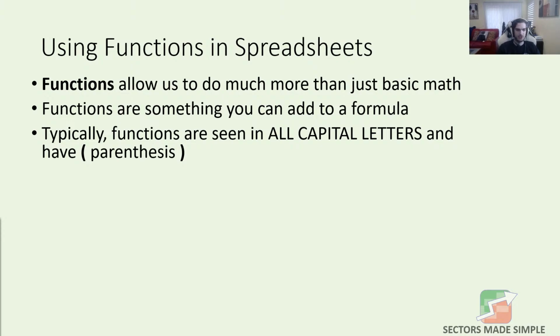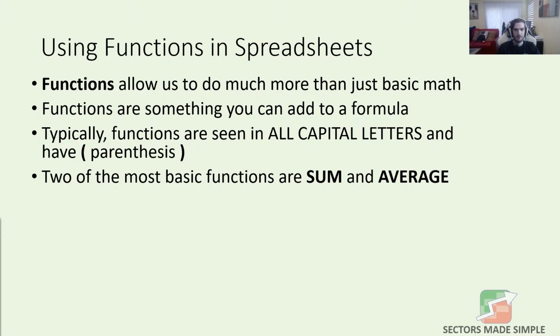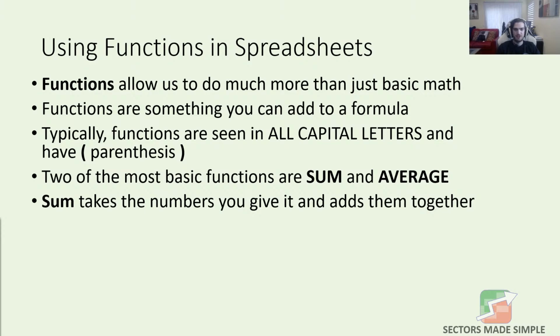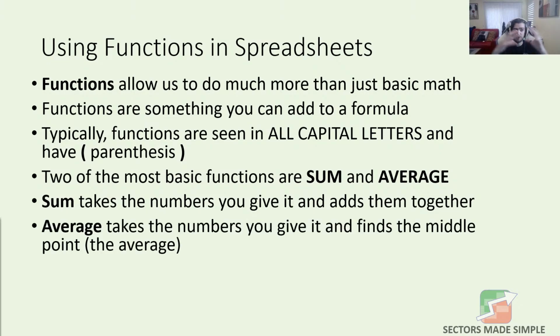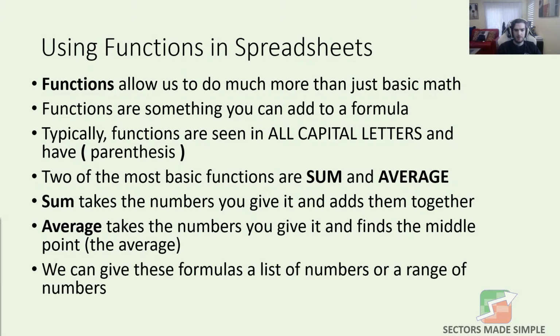Two of the most basic functions, and the ones we'll be using today, are SUM and AVERAGE. Sum takes all of the numbers you give it and sums them together, adds them all up. Average takes all of the numbers and tries to find the middle. Not the middle person, the middle number. These formulas are amazing because they let us give it a list of numbers, not just a few numbers, and it will do the math over all of those numbers.